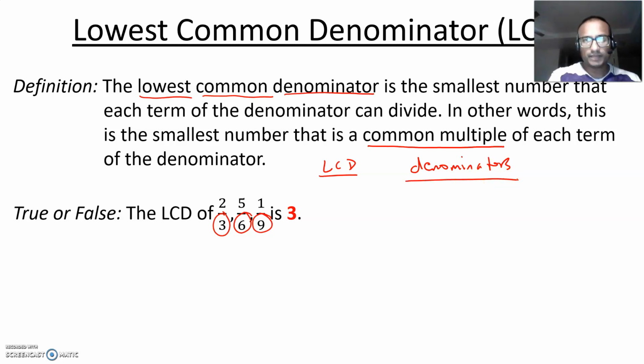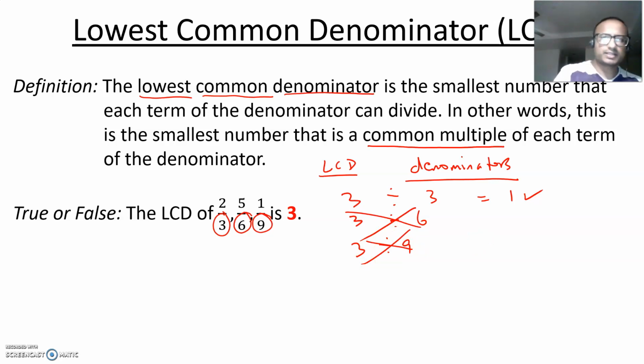By definition, if this is an LCD, then the LCD should be divisible by each of the denominators. So the LCD is 3, and our first denominator is 3. Can we do 3 divided by 3? That's 1. So far, so good. Okay, now let's take our LCD, which is 3. It has to be divisible by 6 and 9. So does 6 divide 3? Actually, 3 is not a multiple of 6. So 6 doesn't divide 3. What about 9? Our LCD is 3. Can we do 3 divided by 9? We can't. We will not get a whole number. So 3 is not the least common denominator of 2/3, 5/6, and 1/9. So this is false.